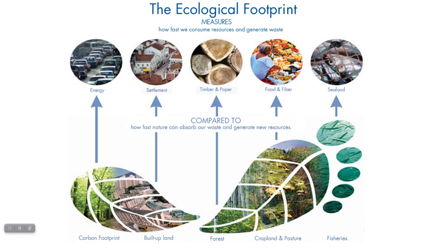So here are the various things that make up the ecological footprint. Like I said, a carbon footprint is a part of it. It also looks at the land. So for example, this is apartments in a city, and then how much forest land there is, cropland and pasture, as well as fisheries. There's also livestock, all of these things. And it measures basically how fast we use up resources and make waste compared to how fast nature can absorb that waste and generate new resources. So it measures our consumption and how much the planet can restore from our consumption.